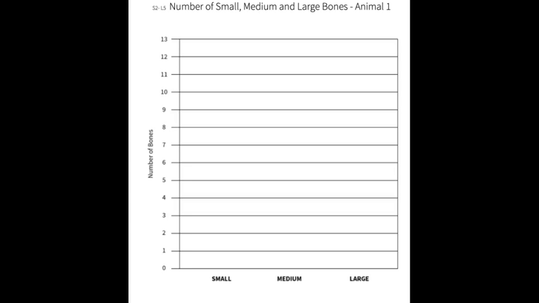Start at 0 for small bones and have students count to reach their tally number and shade in a bar. Repeat for medium and large bones. Then repeat the entire procedure above for Animal 2 on student page 19.